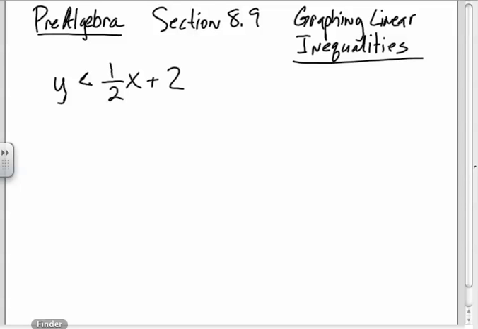Okay? Now today what we're going to do is learn how to graph linear inequalities. And it's really pretty simple. I mean, it's taking what you know about graphing linear equations, and then there's a little bit of shading in here. So we're going to do some coloring today.